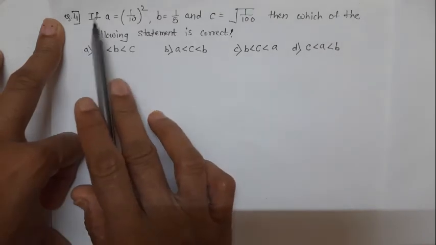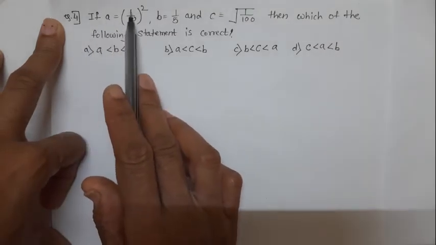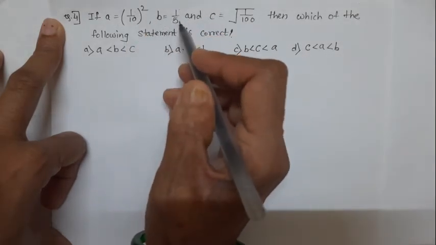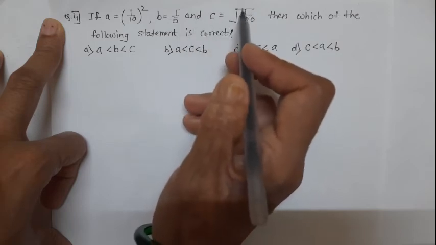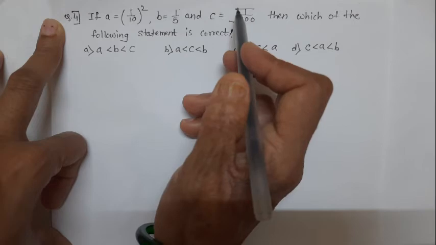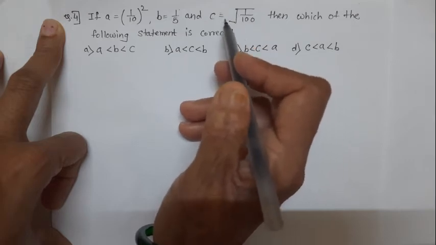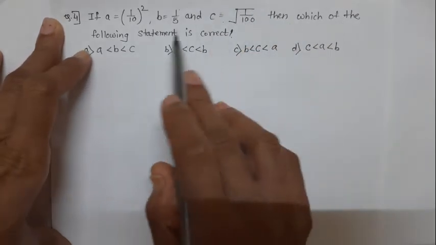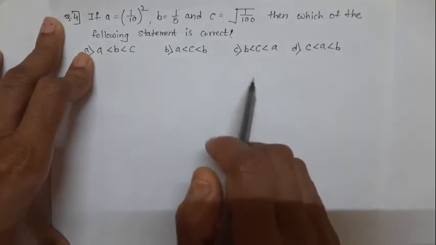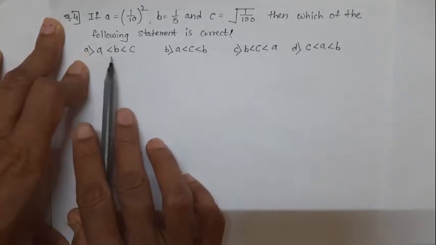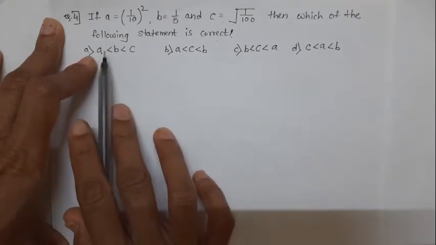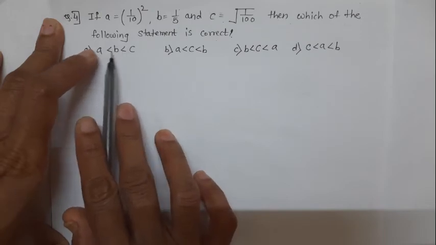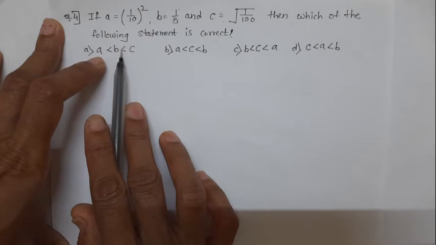Let's solve question number 4. If A is equal to 1 upon 10 in brackets raised to 2, B is equal to 1 upon 5, and C is equal to under root 1 upon 100. See students, this is the sign of square root. Then which of the following statements is correct? We have to find which is correct. Now here options A, B, C, D are given. It means A is smaller than B, B is smaller than C, meaning C is greater than A and B.